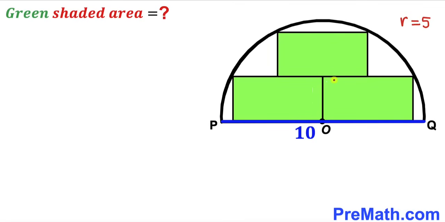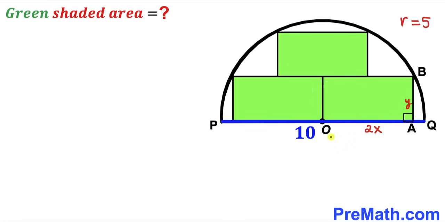Now let's focus on this rectangle. Let's assume the length AO of this rectangle is 2x, and the width AB, I'm going to label as y. Please bear in mind that point B is the point of tangency, and this angle is 90 degrees, since we are dealing with a rectangle.